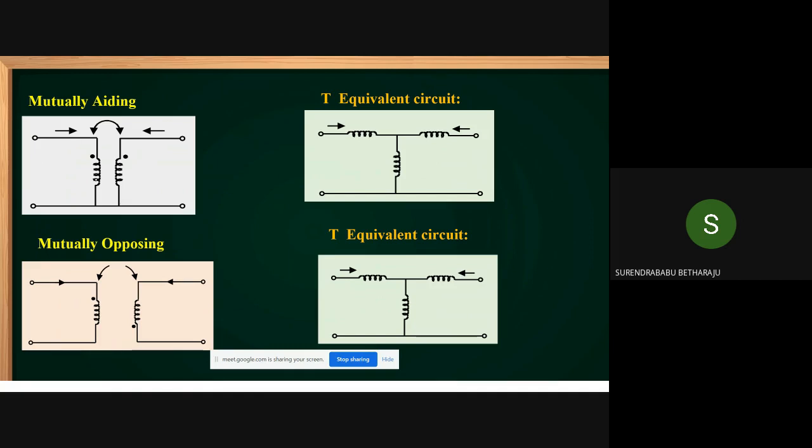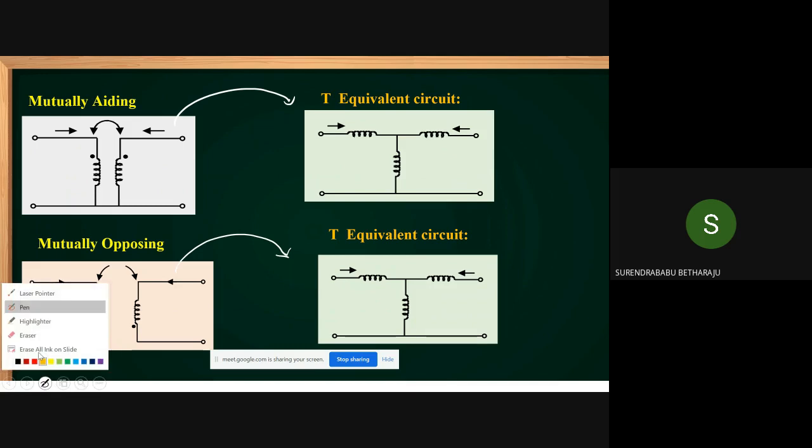Yes, friends. Let these two coils be mutually aiding. Then what is the T equivalent of this circuit? Now these two coils are mutually opposing. What is the T equivalent of this circuit? No derivation is required. Concentrate, friends. Let this be LA, this LB and this LC. We are writing it as a T equivalent of this one. Then what is LA equal to?